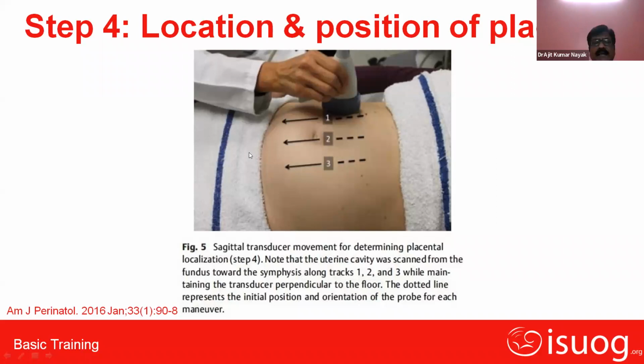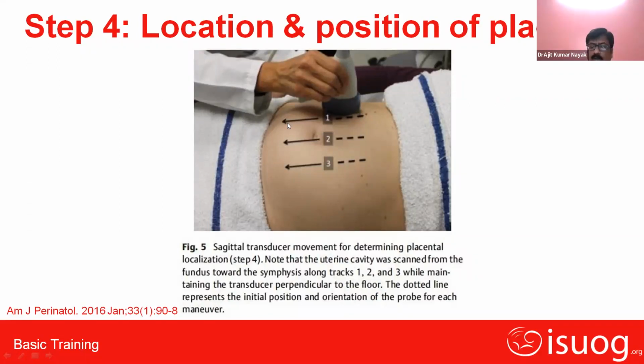This principle has to be strictly followed, and this probe should be perpendicular to the floor. This probe is perpendicular to the floor or the maternal abdomen, maternal spine, and the probe movement is from the fundus of the uterus to the lower pole or symphysis pubis. And this is the track we should follow. This is track 1 from the fundus of the uterus to the lower pole. Track 2 again from the fundus of the uterus to the lower pole. The dotted lines represent the initial position and orientation of the probe for each maneuver.